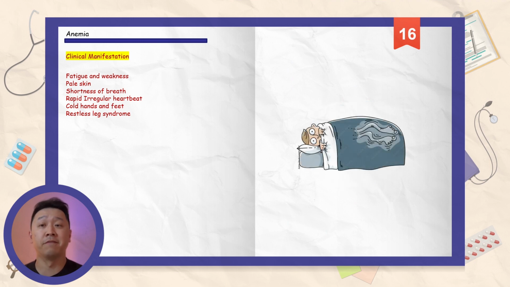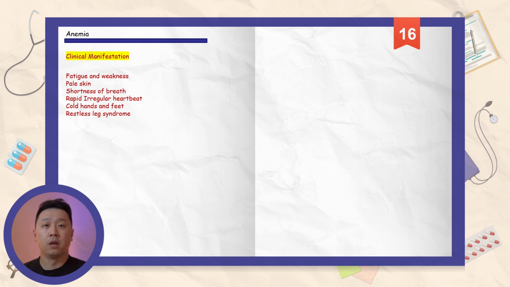Cold hands and feet because the body is trying to pull blood to the vital organs and away from the extremities. Restless leg syndrome, while not fully understood, is correlated with iron deficiency anemia because iron is an essential component needed for the production of dopamine. And dopamine, as a neurotransmitter, is involved in the regulation of movement.